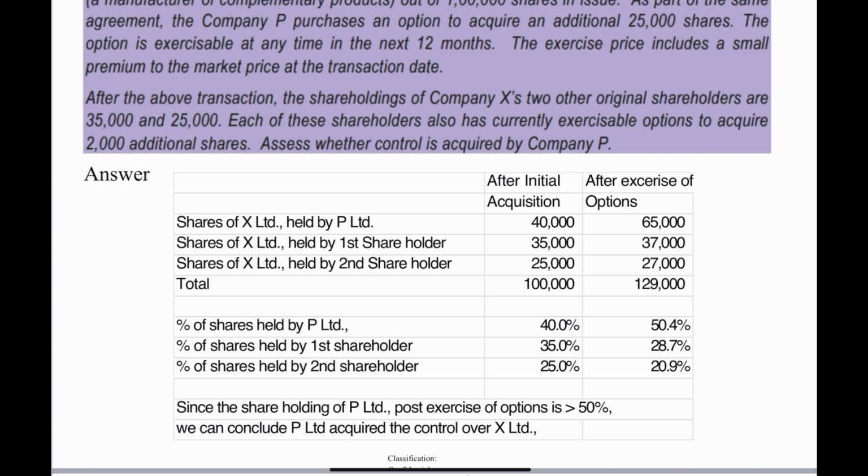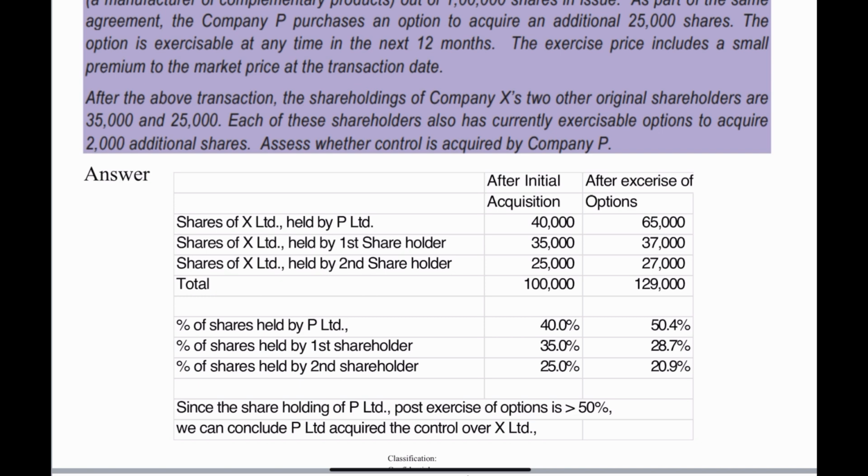For the first shareholder, he will get 2,000 more shares, so his shares will become 35,000 to 37,000. Similarly, for the second shareholder, another 2,000 shares he can buy, which means his shareholding will become from 25,000 to 27,000. So post exercise of share options, the percentage of holding will be: P Limited will ultimately hold 50.4%, the first shareholder will have 28.7%, and the second shareholder will have 20.9%.